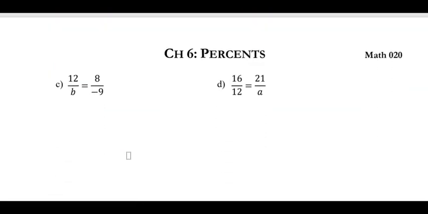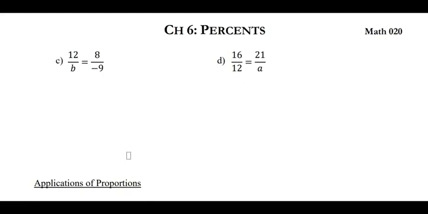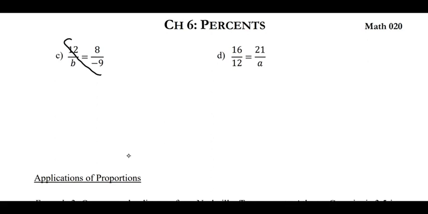Moving on to the couple of more examples here. All right. Conveniently, in part C, you have 12 over b equals 8 over negative 9. So the negative sign is already placed in the denominator for us. So all we need to do is do our cross product. 12 times negative 9, b times 8. So 12 times negative 9, I have negative 108, which is the 12 times negative 9, equals 8 times b.